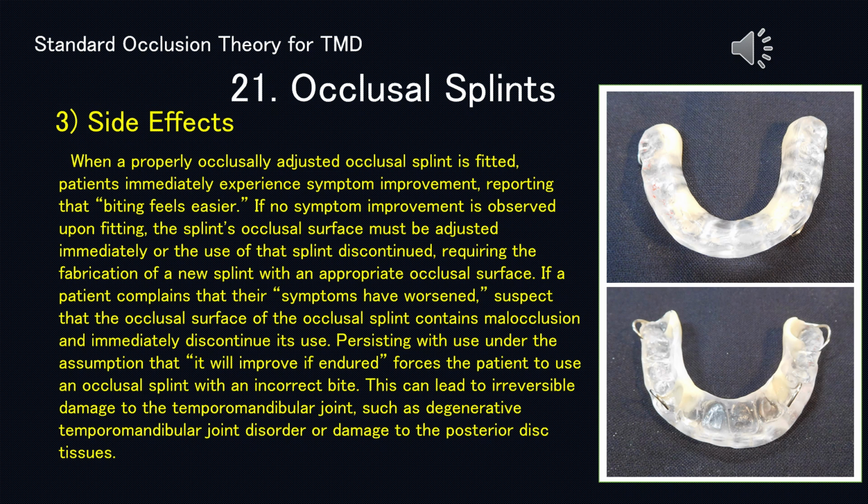If a patient complains that their symptoms have worsened, suspect that the occlusal surface of the occlusal splint contains malocclusion and immediately discontinue its use. Persisting with use under the assumption that it will improve if endured forces the patient to use an occlusal splint with an incorrect bite. This can lead to irreversible damage to the temporomandibular joint, such as degenerative temporomandibular joint disorder or damage to the posterior disc tissues.